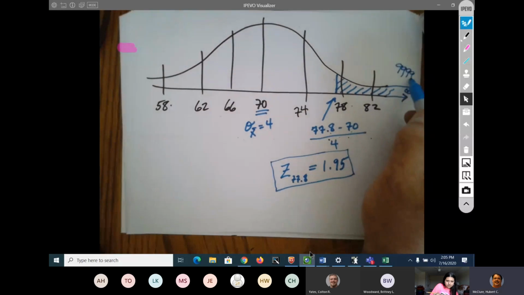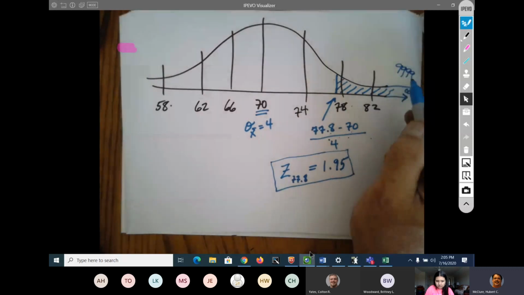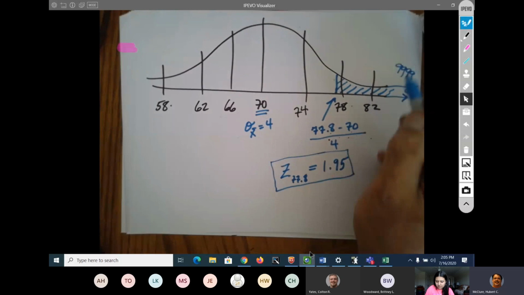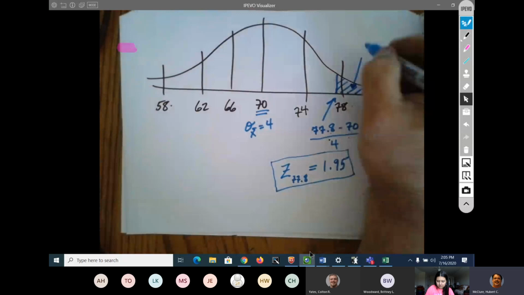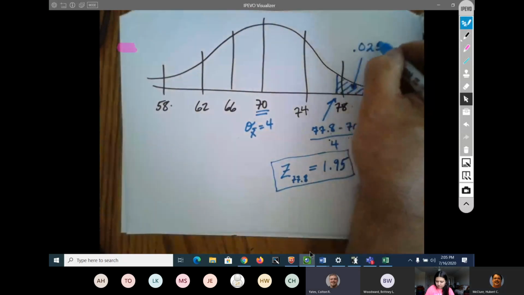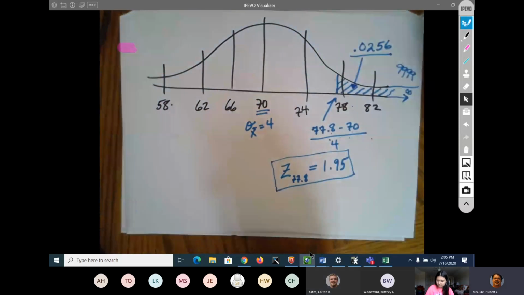9999. So whether you have a new calculator or an old calculator, on an old calculator it's normal CDF 1.95 to 9999. If you have a new calculator and type in 70 and 4, then it would be 77.8 to 9999. Both of you will get the same answer, and give me 4 digits, please. 0.0256. Somebody confirm that, please. That's what I got.